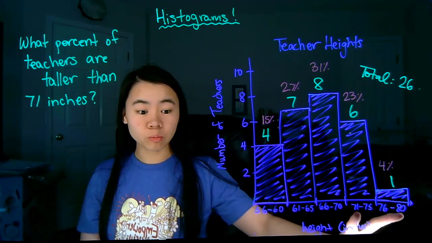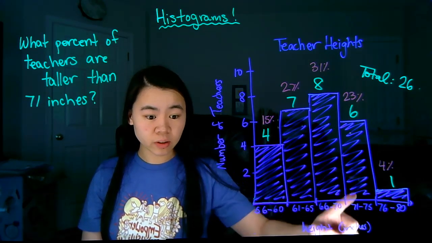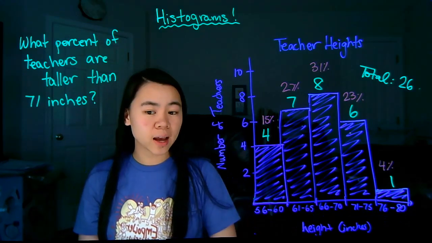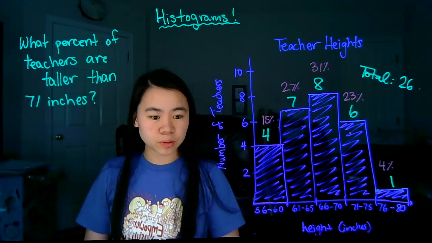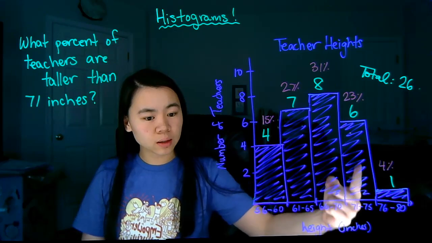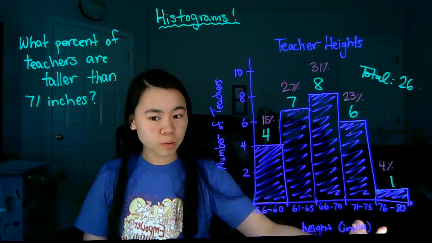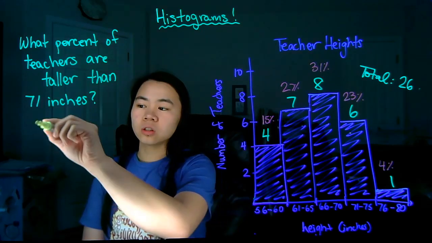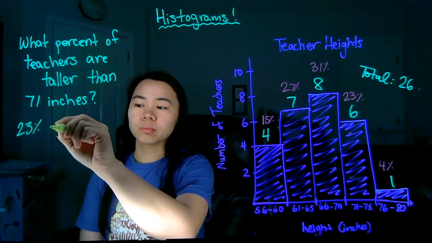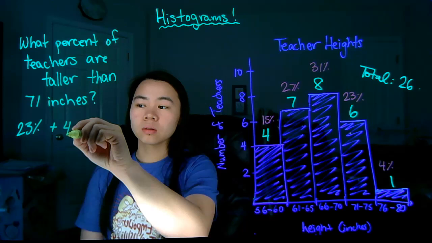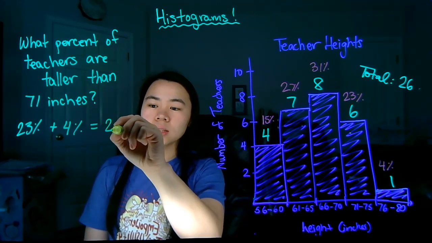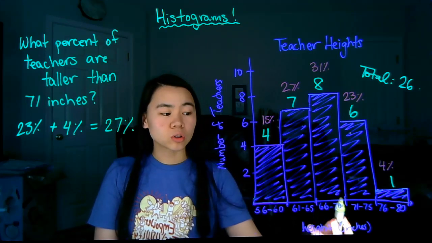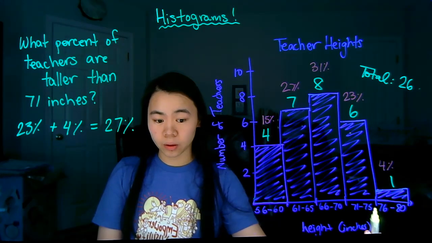Okay, so we need to include both of these, not just the 71 to 75, but taller than, that's 71 and up. Okay, so we're going to add, and it's asking about percentages, so we're going to add our percentages. We have 23% in this bin. We have 4% in this bin. So what percent of teachers are taller than 71? We're just going to do our 23% plus our 4%. We get 27%. So 27% of teachers are taller than 71 inches.